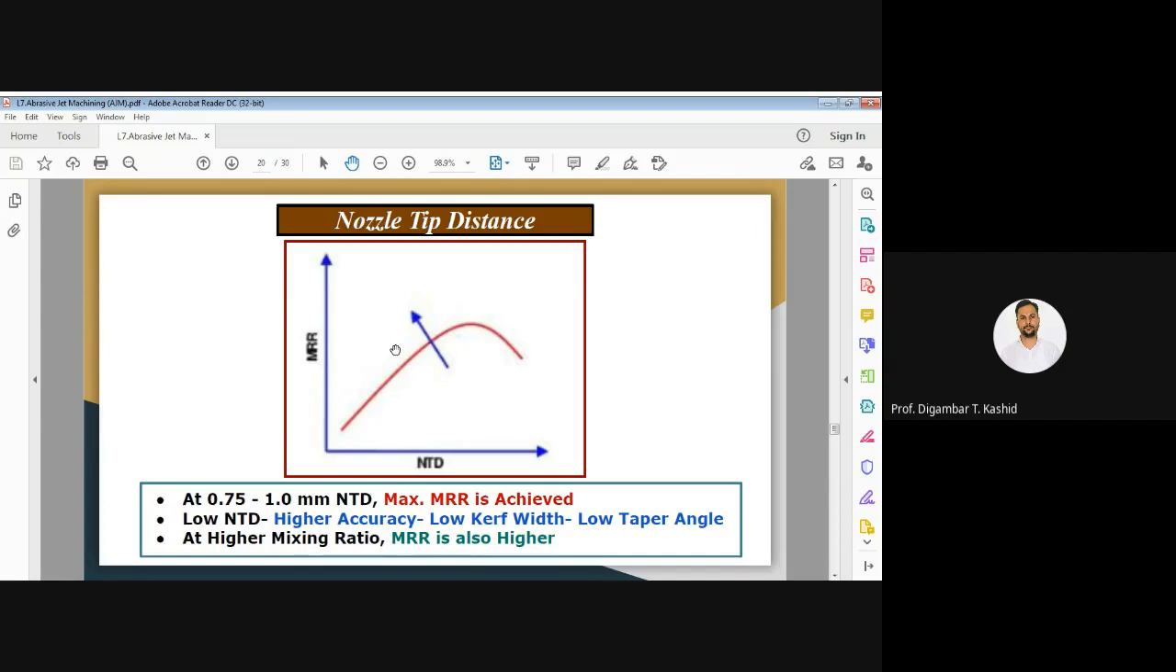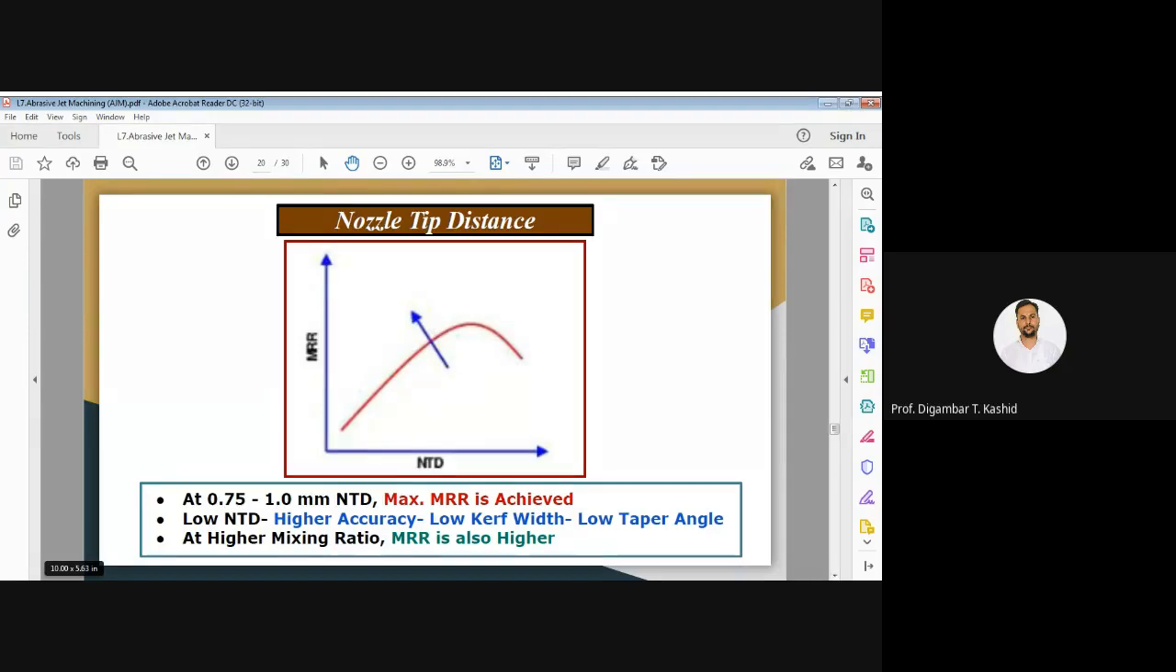That means the gap between the bottom of the nozzle and the top surface of the workpiece is small, and then you get more or less a reproduction of the shape of your nozzle cross section on your workpiece surface. Due to that you will get a low kerf width, that means your kerf width will be reduced, and you will get a low taper angle also at the top surface.